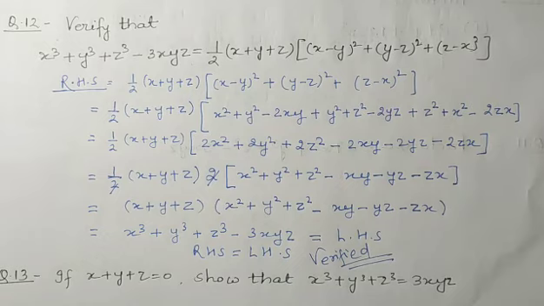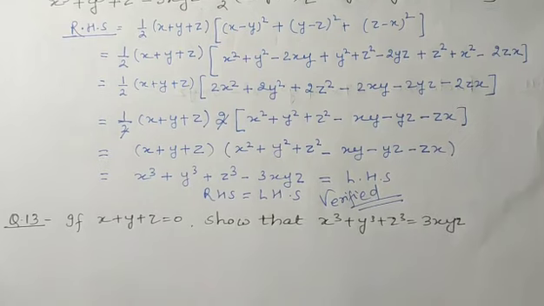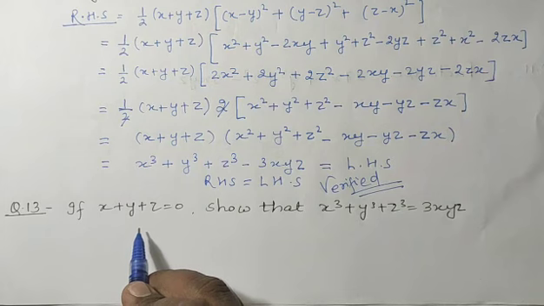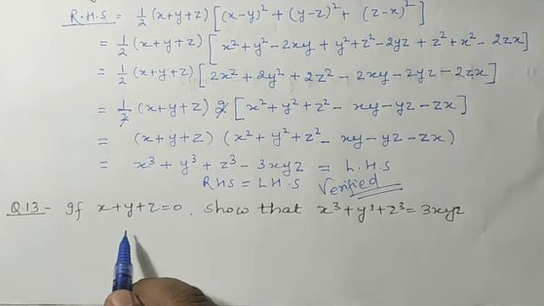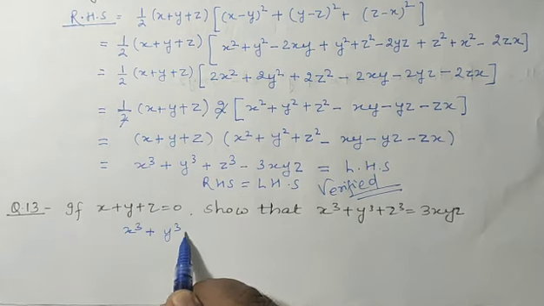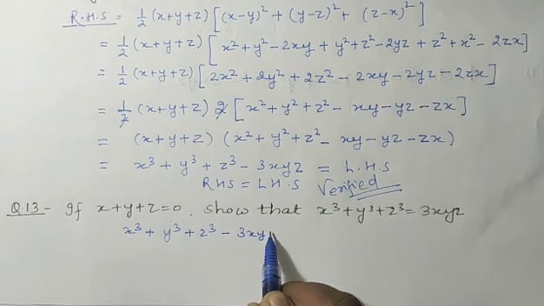Okay, now coming to the question number 13. The question is, if x plus y plus z is equal to 0, show that x cube plus y cube plus z cube is equal to 3xyz. Very easy question it is students. Only the important thing is what? You should learn the formula x cube plus y cube plus z cube minus 3xyz. If you have remembered this formula, this question is very easy.